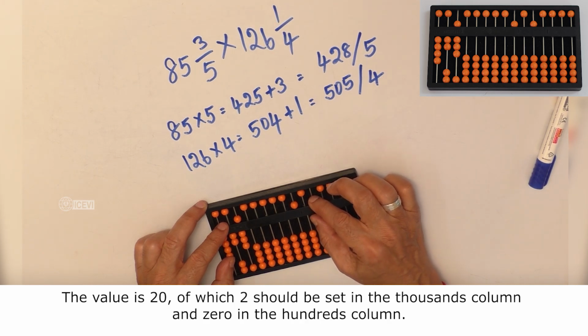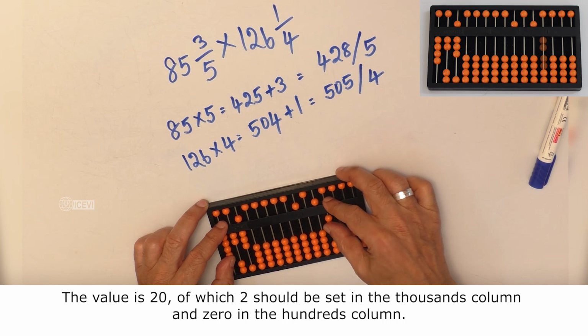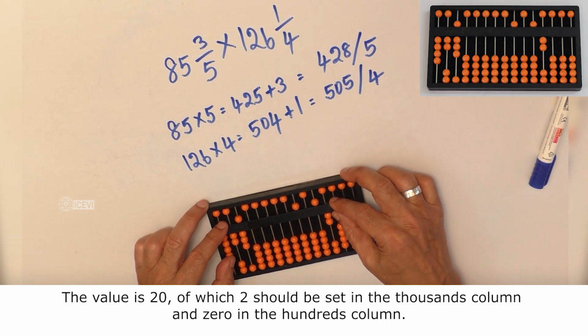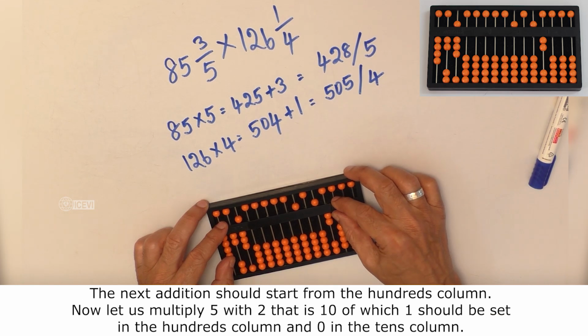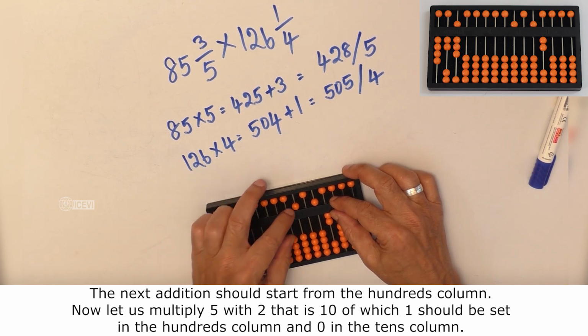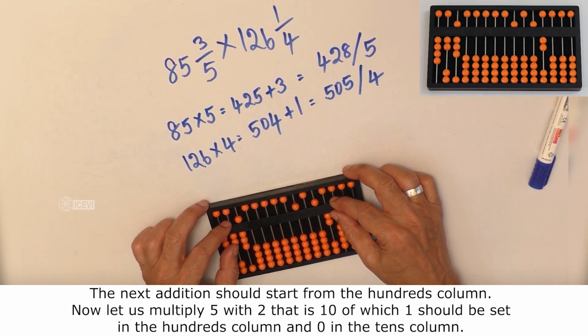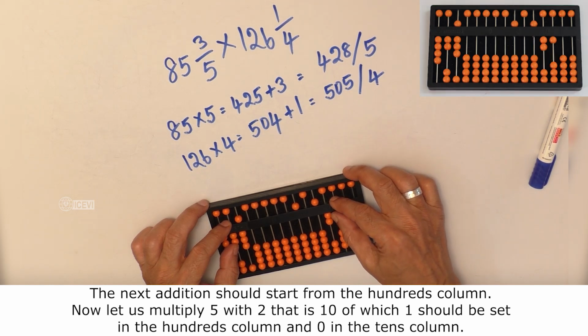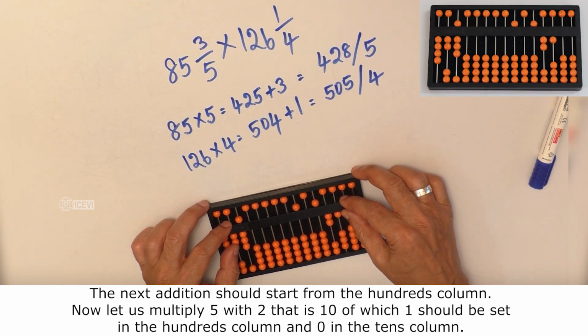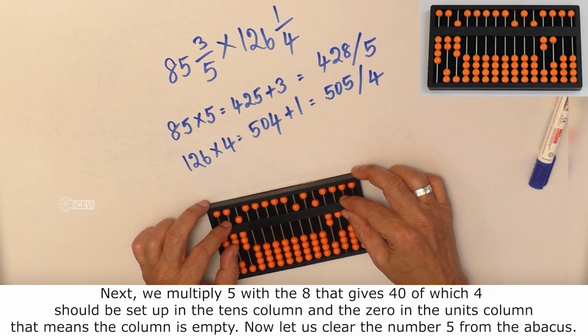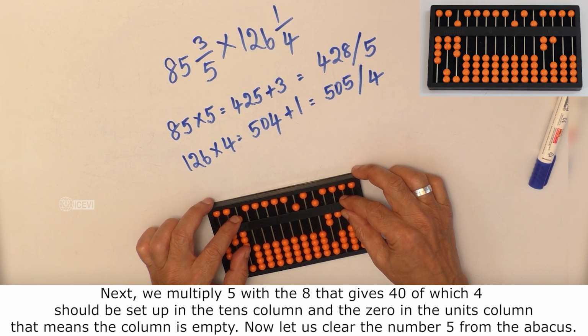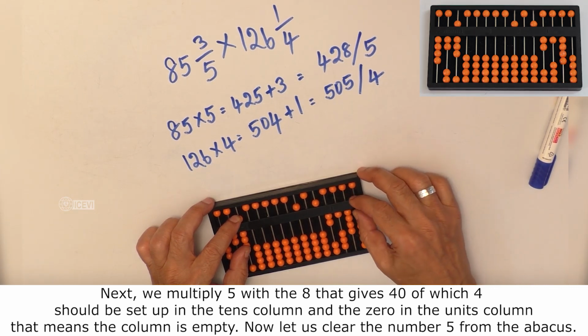The value is 20, of which 2 should be set in the thousands column and 0 in the hundreds column. The next addition should start from the hundreds column. Now let us multiply 5 with 2, that is 10, of which 1 should be set in the hundreds column and 0 in the tens column. Next, we multiply 5 with 8, that gives 40, of which 4 should be set up in the tens column and 0 in the units column. That means the column is empty.